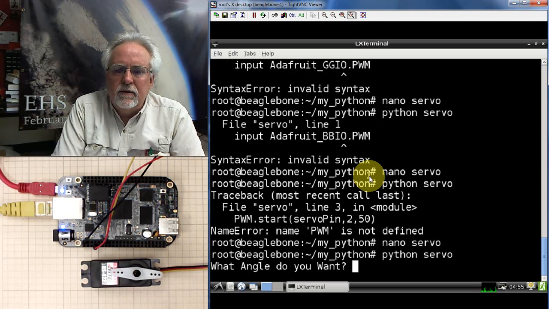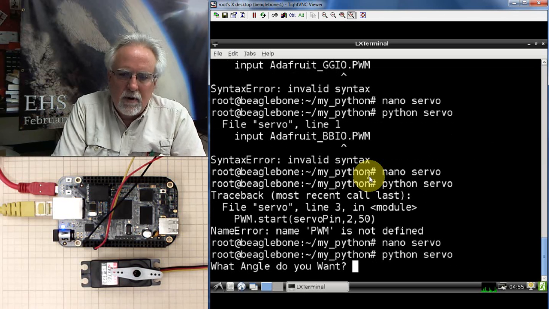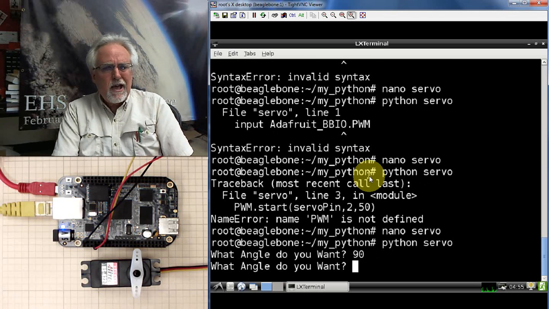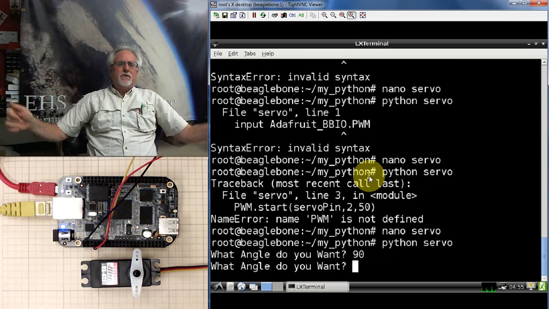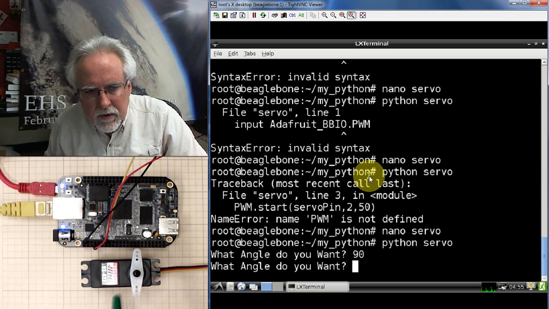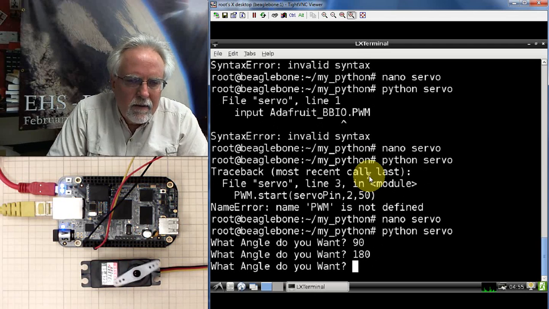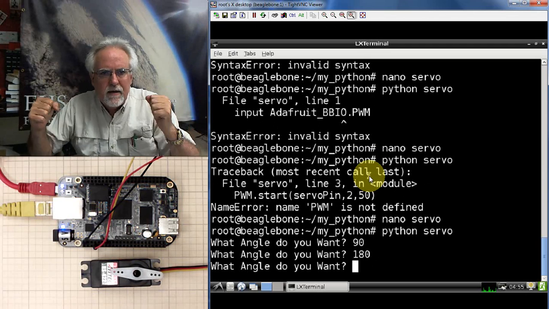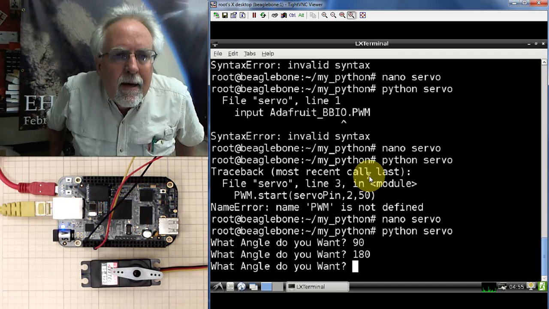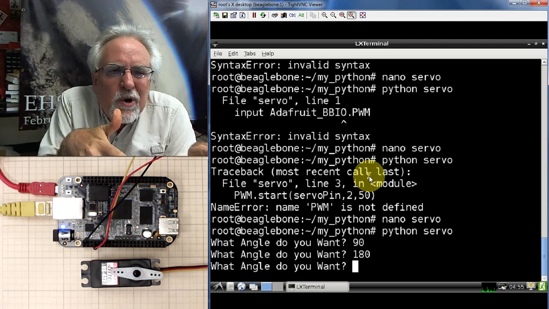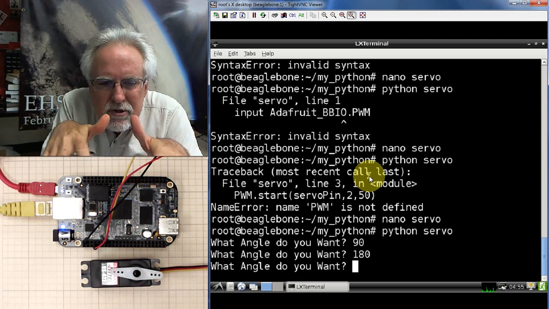Python servo, at least it's running this time. Okay, I want an angle of 90, and let's see what happens. Look at that. Boom! Is that 90 degrees? I ask you, is that not 90 degrees? That is 90 degrees. Let's go to 180. Boom! Is that not 180 degrees right on the nose? Math works. When you go in and calibrate your servo and you do the math, it works. Now it works perfectly. It's not some doofus almost thing.